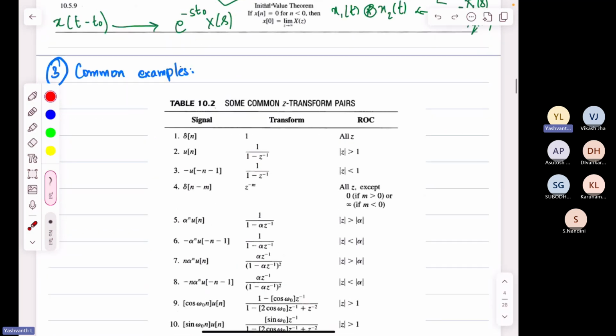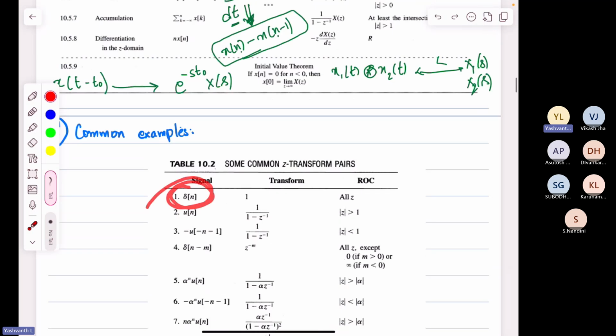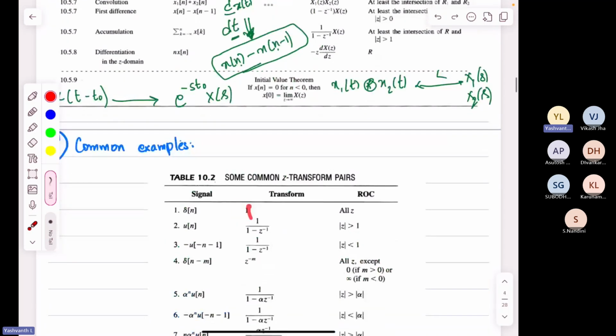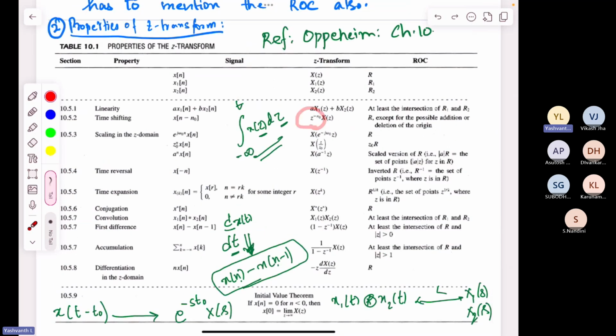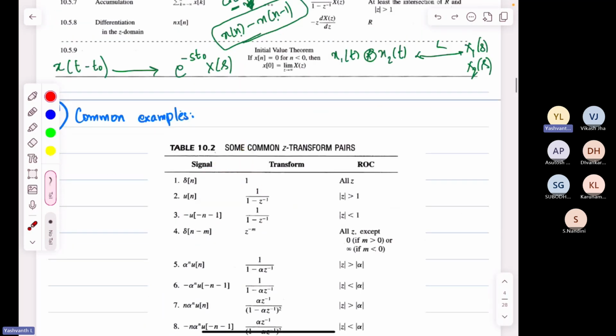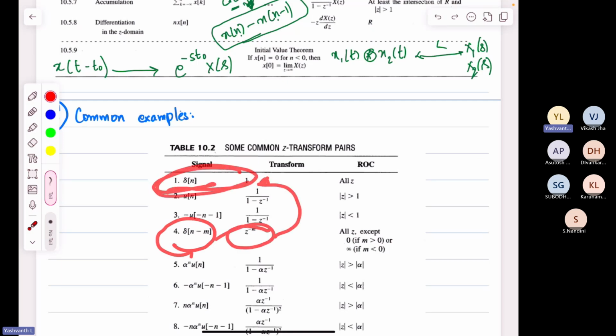Here, x of n is delta of n. For delta of n, the z transform is 1. So X of z is equal to 1. What multiplies X of z is z power minus n naught. Here, n naught is equal to m. That's why it is z power minus m into 1, which is equal to z power minus m. That's why the transform of delta of n minus m is z power minus m. You can just derive this from 1 and the properties of the z transform.